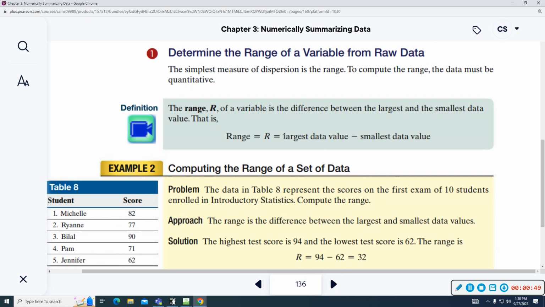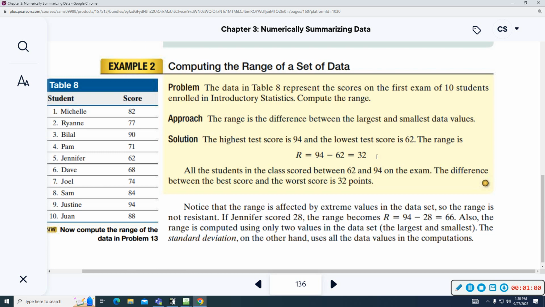So R is the range. To find the range, you're going to take the largest value and subtract the smallest value, and that will give you the difference between the biggest and smallest. So that's one measure of dispersion.